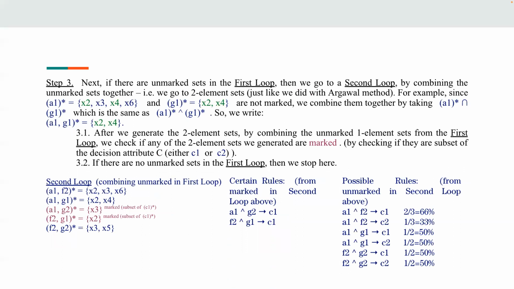then we go to the second loop by combining the unmarked sets together. That is, we go to two element sets. For example, since A1 consists of X2, X3, X4, and X6, and G1 consists of X2, X4, where X2 and X4 are common in both the elements, finding the intersection of A1 and G1, we get a set of X2, X4, which is a two element set. And we check if any of the two element sets we generated are marked. If there are no unmarked sets in the first loop, we stop.